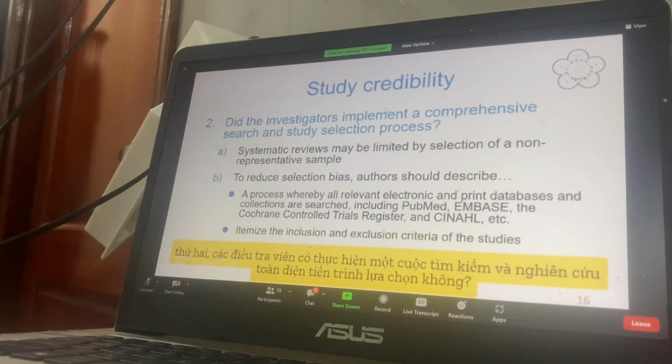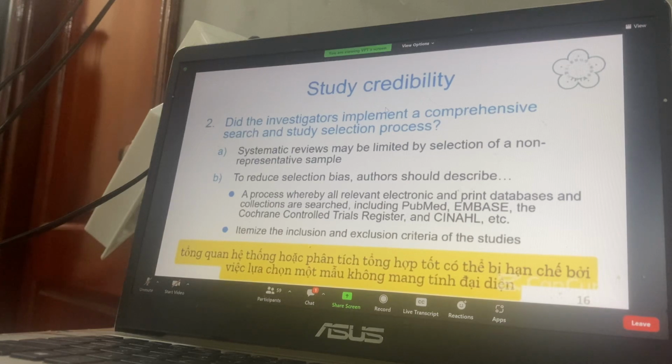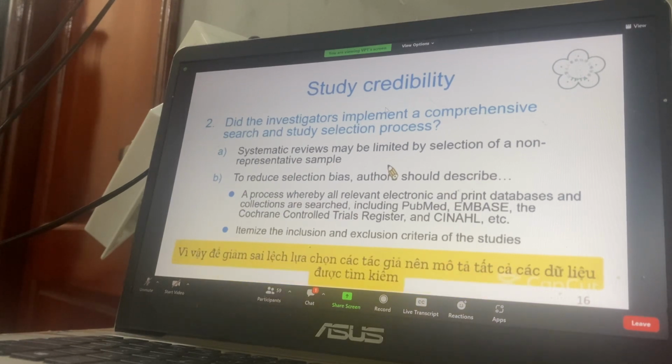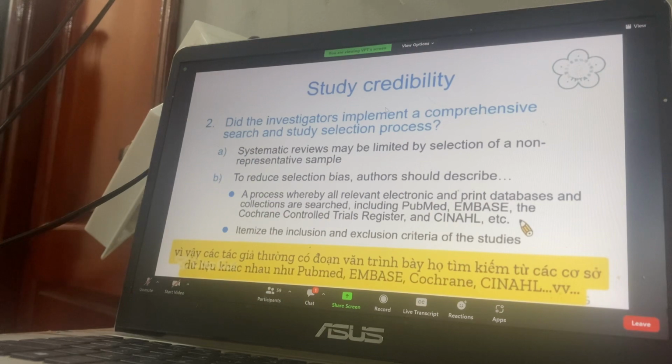The second question is to look at whether the investigator implements a comprehensive search and study selection process. A good systematic review or meta-analysis may be limited by selection of a non-representative sample. So in order to reduce selection bias, authors should describe the process where all databases are being searched. So usually the author will include a paragraph saying that they look into different databases, including PubMed, EMBase, Cochrane Control Register, and CINAHL, and so on.